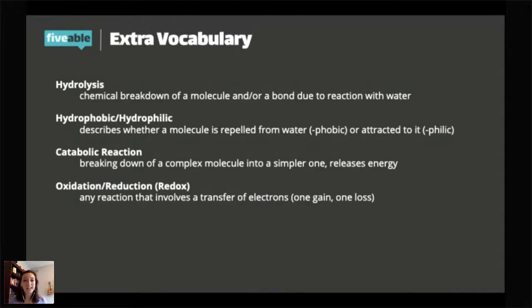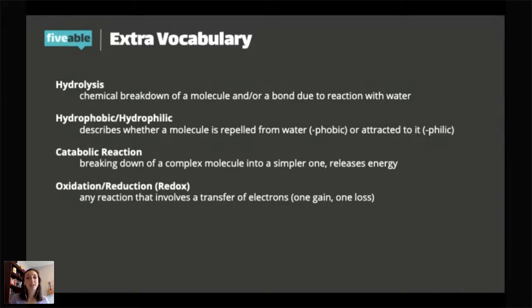A catabolic reaction is the breaking down of a complex molecule into a simpler one, and it releases energy. That's really all you need to know for right now. That's not going to come up in today's stream. That may or may not come up down the road. I remember seeing that word used a lot when I took AP Bio, and I was never really sure what it was. So I just threw that in there.